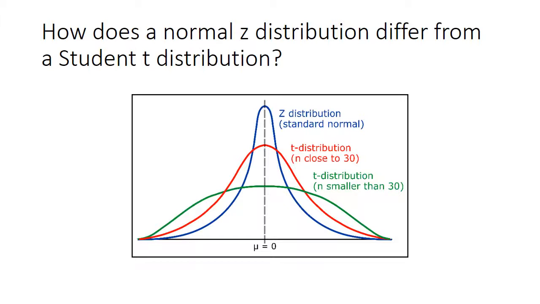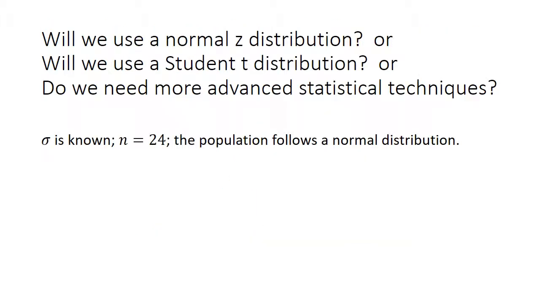It means you might be able to screw up and nobody will notice. All right, so what are we going to use? Normal Z distribution, student T distribution, or we can't do this problem because it's weird. So here we have that our sigma, our population standard deviation, is known. Our sample size is 24, and the population follows a normal distribution.